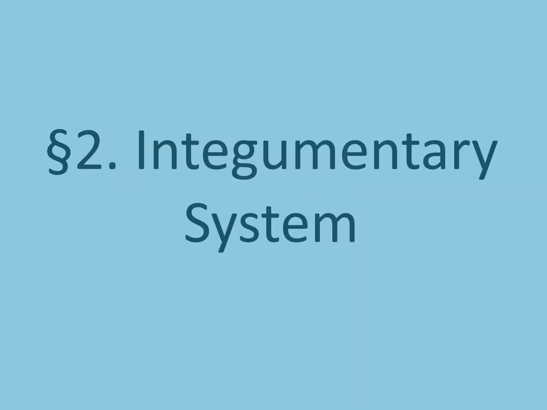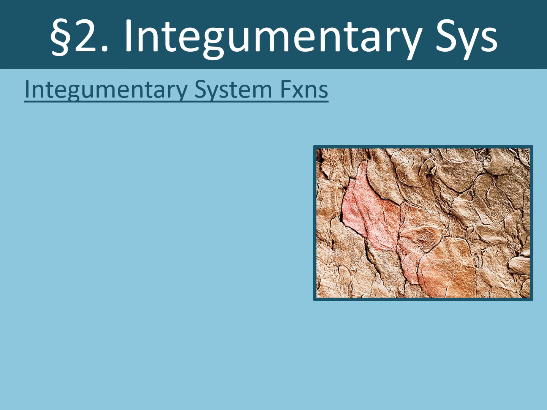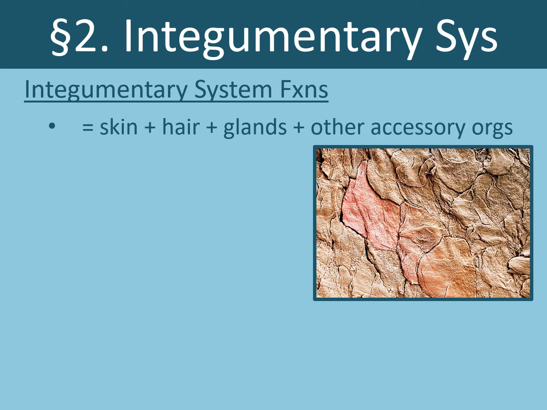Section 2, the integumentary system and its functions. The integumentary system is composed of the skin, the hair, the glands in the skin, and the other accessory organs.